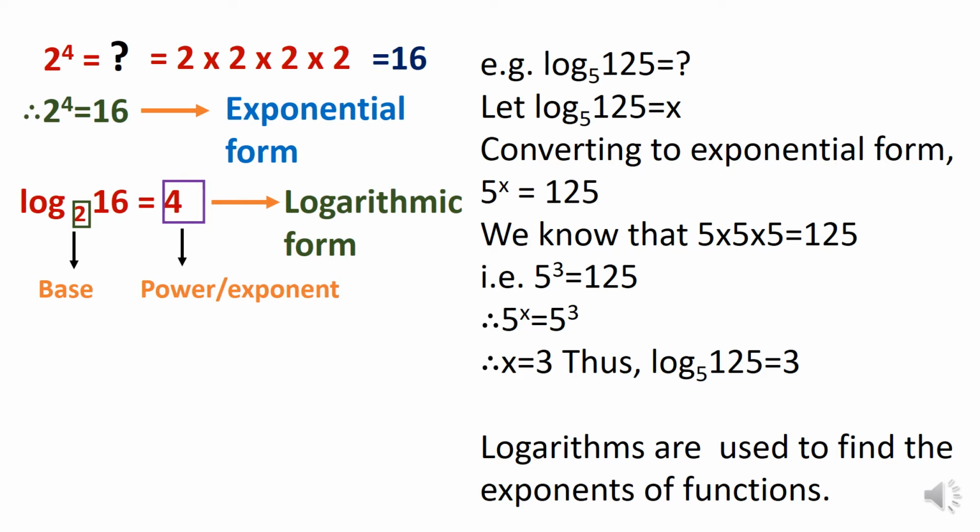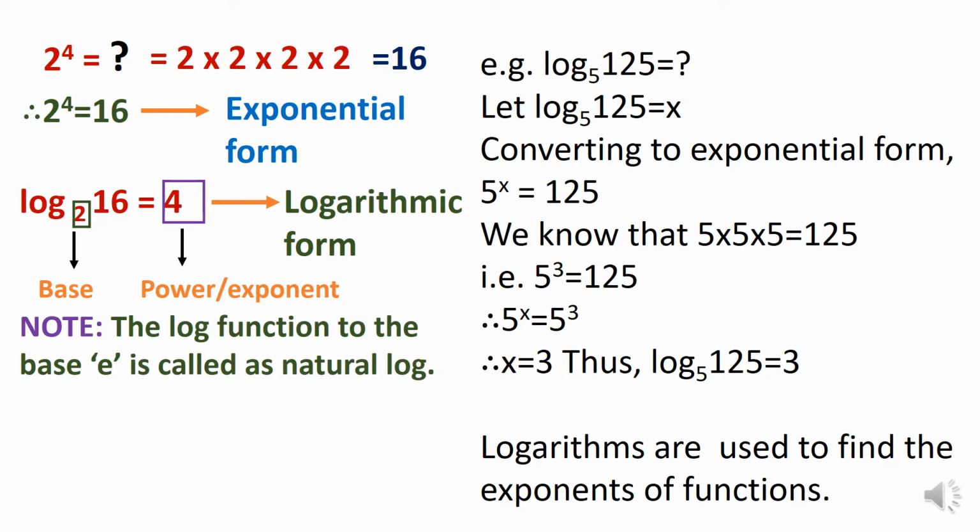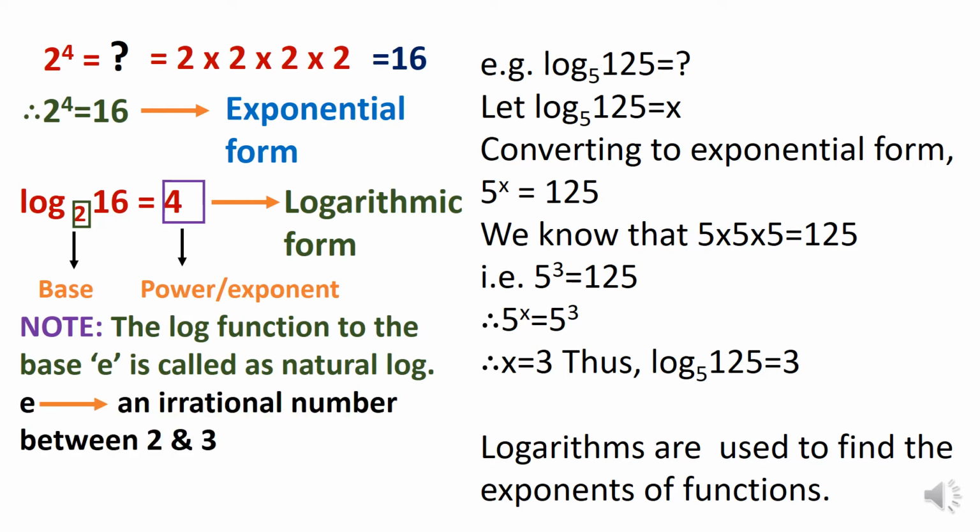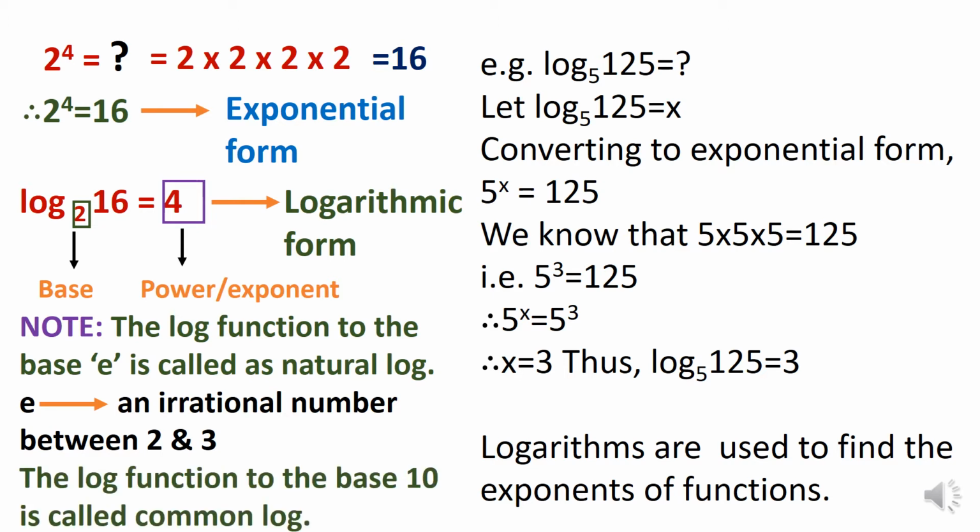In this particular part of the lesson, you will be using the log function with respect to two bases. The log function to the base e is called natural log. When you take the base as e, you call it a natural log. Now e is an irrational number between 2 and 3. Similarly, you may also take the log function to the base 10. This is known as common log. Whenever the base is not given in the question, you take it to be a natural logarithm or a common logarithm unless it is otherwise told to you.